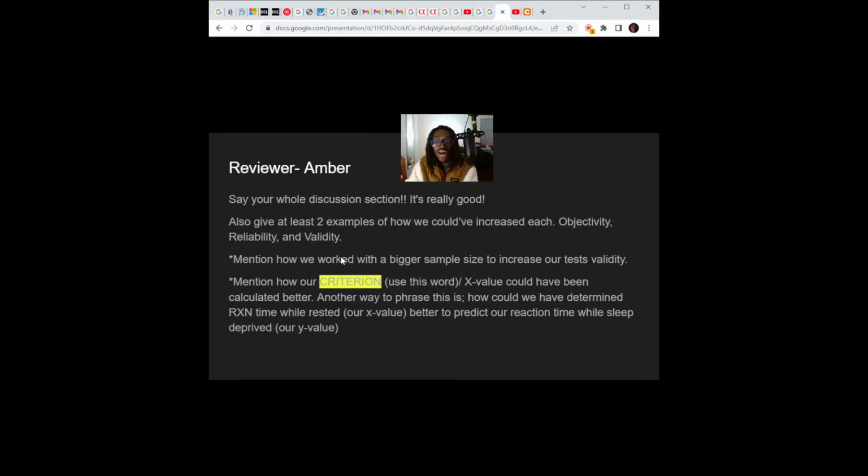Next is going to be everything else, which is objectivity, reliability, and validity. So Amber, I still want you to come up with, or you don't even have to come up with on your own, I just want you to give at least 2 examples of how we could have increased each one of these: objectivity, reliability, and validity. Because ultimately our test was really bad, which once again is fine.